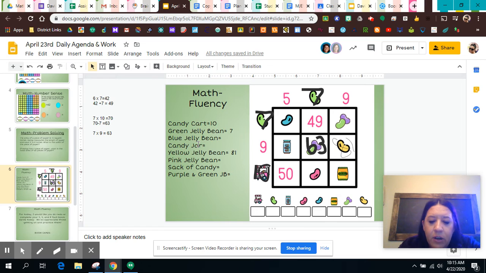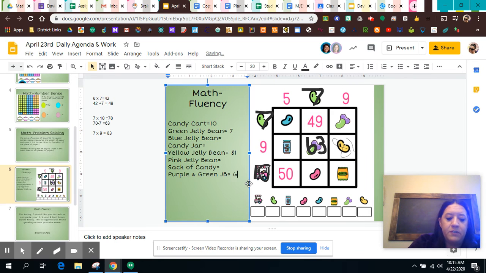So I can go over here. I know that those double purple and green jelly beans, I'm going to go ahead and put that in for you guys at 63. So the only ones that you have left to solve for are the blue jelly beans. You have to figure out the blue jelly beans. We've figured out that that is 7. So now you're going to have to do 5 groups of 7 for the blue one.